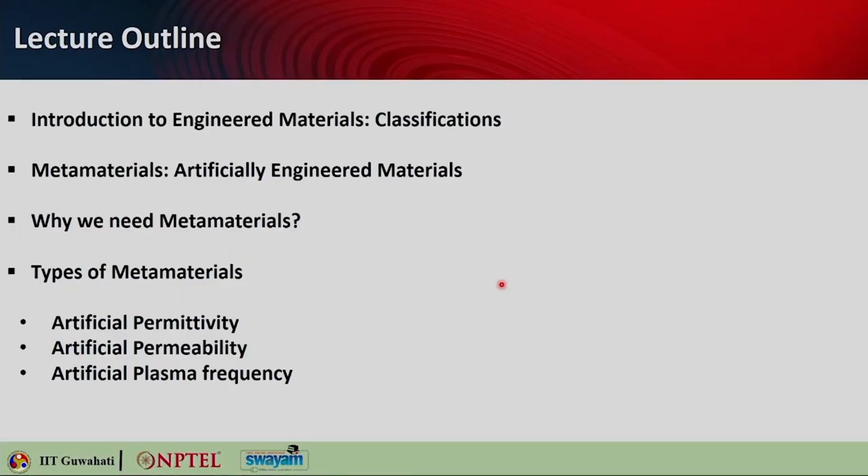So here is the lecture outline. As you can see, first we will show you the engineered materials classification, then we will talk about metamaterials, we will also discuss why we need metamaterials, and then we will show you a couple of designs of different types of metamaterials which have artificial permittivity, artificial permeability and artificial plasma frequency.